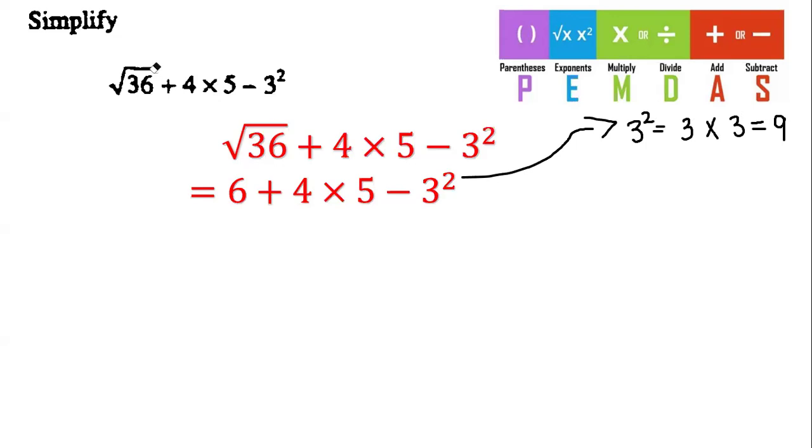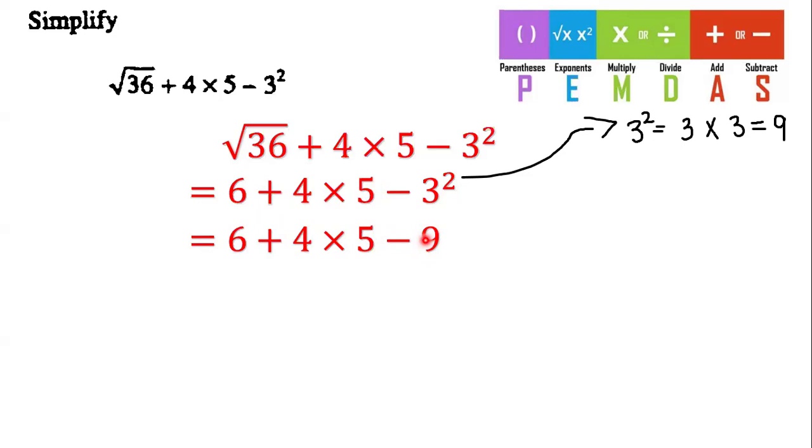And so what that means is that we keep the 6, we keep the plus, we keep the 4, we keep the multiplication symbol, we keep the 5. It's going to be minus 3 squared, or minus what? Minus 9. Does that make sense so far? Yes, sir. Okay, good.